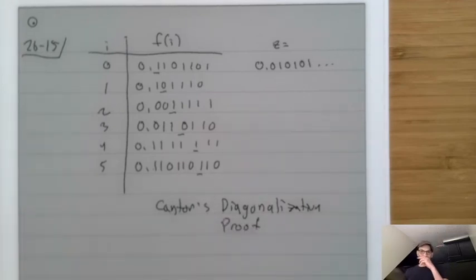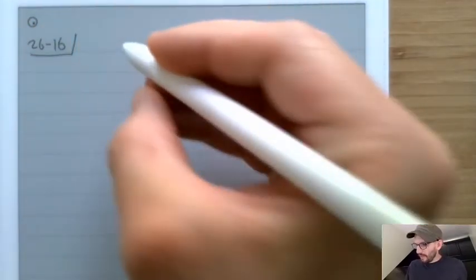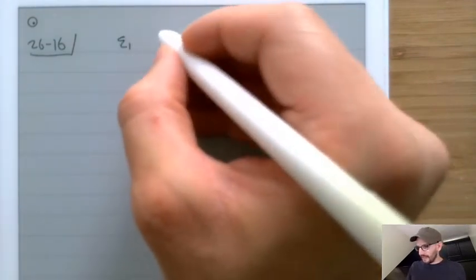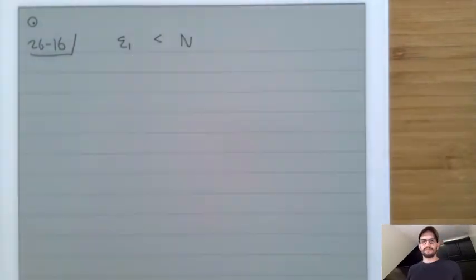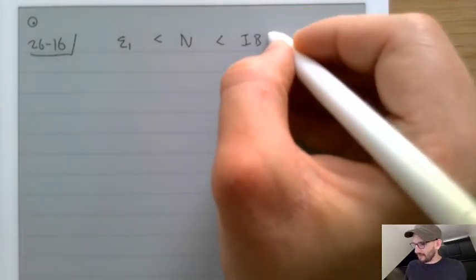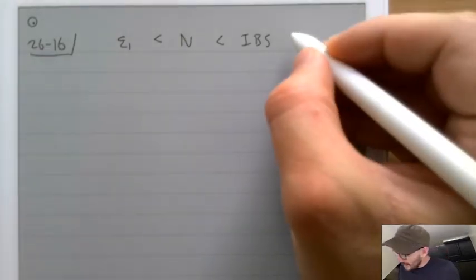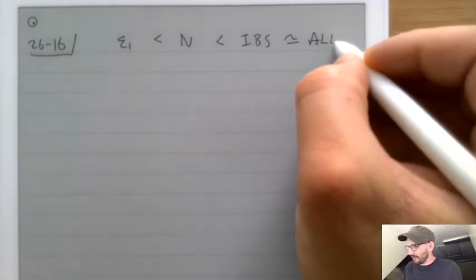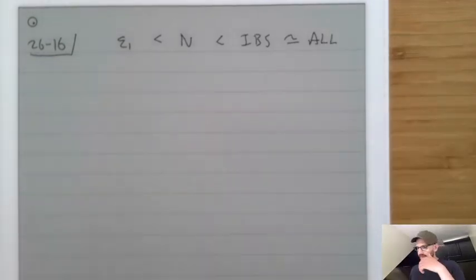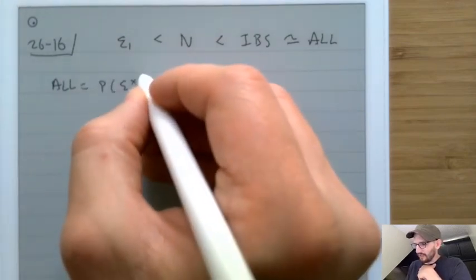Okay, so now what do we know? We know that sigma 1 is smaller than n. And we know that n is smaller than IBS. So, what is next? We're going to prove that IBS is the same size as all. And here's the way that we do this. Recall that all is equal to the power set of sigma star.